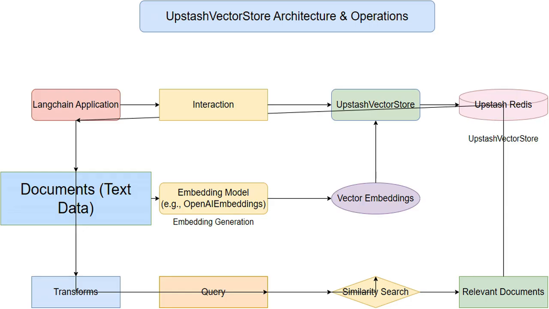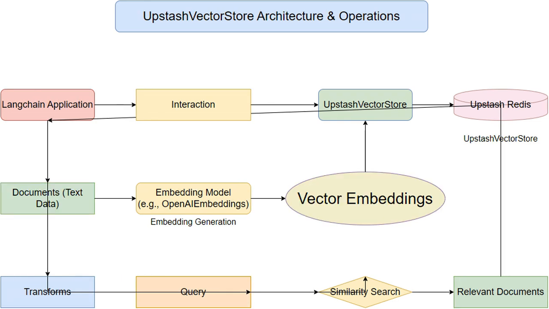These are the numerical representations of your documents generated by the embedding model. Each vector captures the semantic meaning of its corresponding document, allowing for similarity comparisons. This is the serverless Redis database provided by Upstash. It's where the vector embeddings are stored and indexed for efficient retrieval during similarity searches.